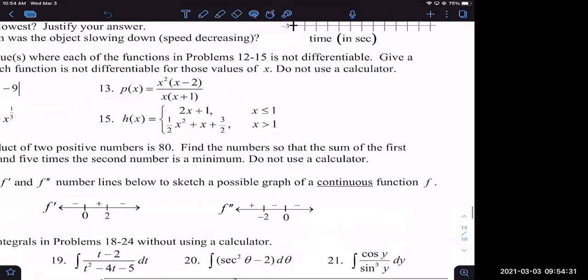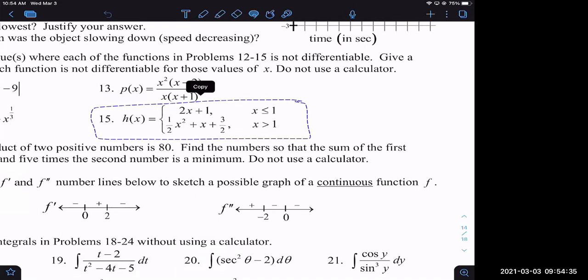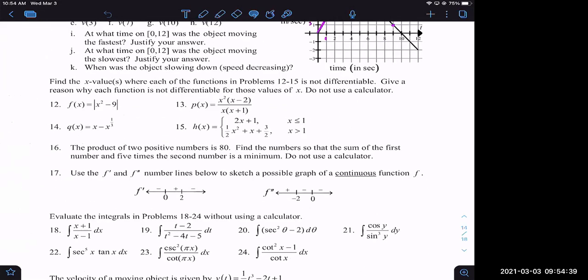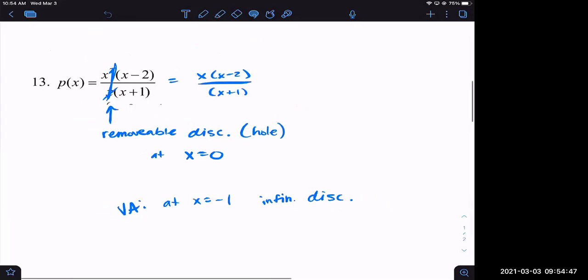15 gives us a piecewise function. Oh wait, I didn't even answer the question. It's asking us about differentiability. I talked about continuity, which we have to consider because it has to be continuous to be differentiable.